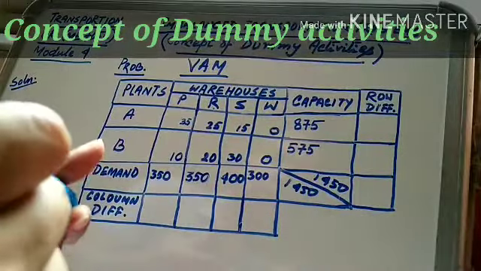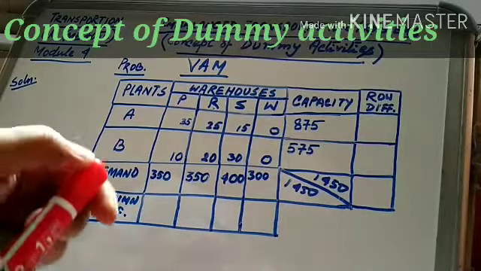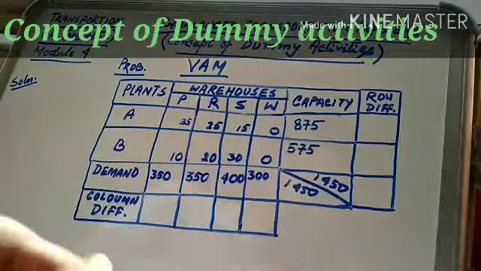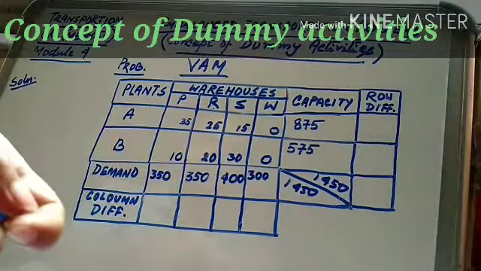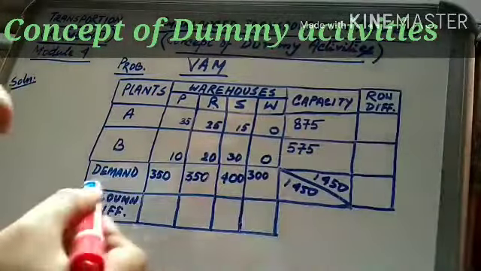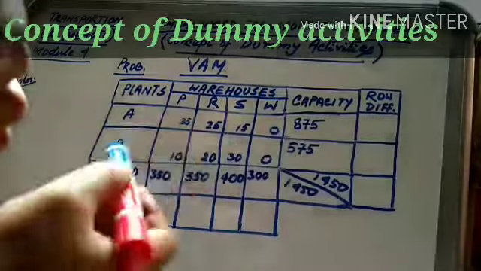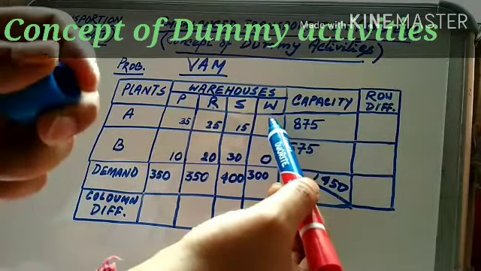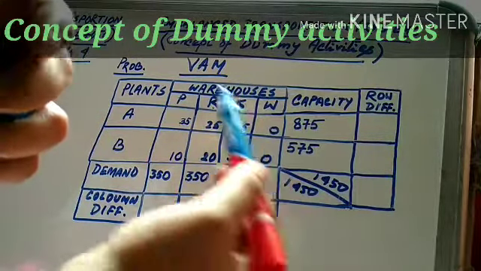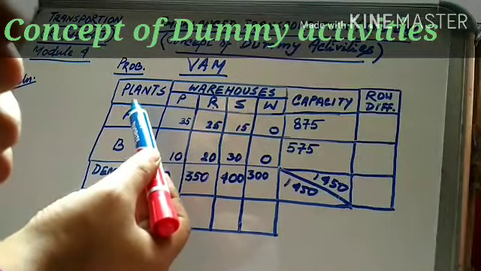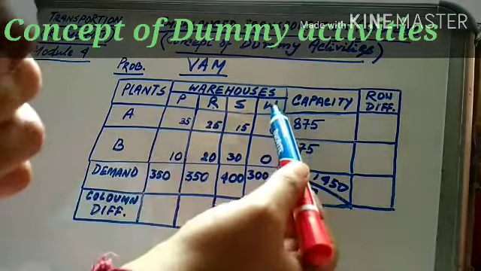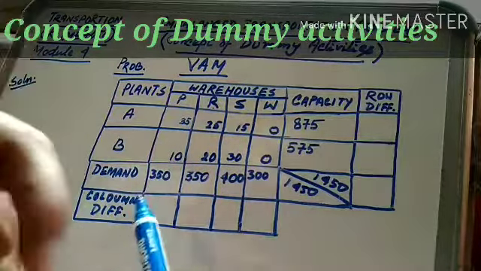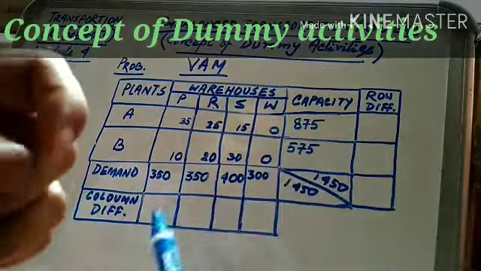Okay, so you already know how to solve VAM. If you don't know, you can consult my previous videos where I have depicted how to solve VAM. So the first step in VAM is to calculate the row difference and the column difference. Look, I have introduced this column W, and this gives 0 and 0. What does this mean? This means if you have to transport a product from plant A to W, the transportation cost will be 0. Similarly, from B to W, the transportation cost will be 0. So this is the dummy activity.